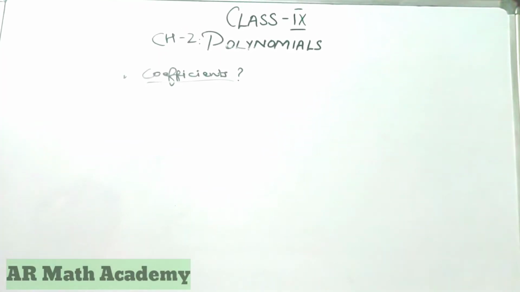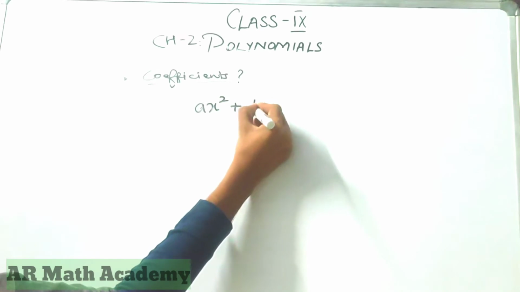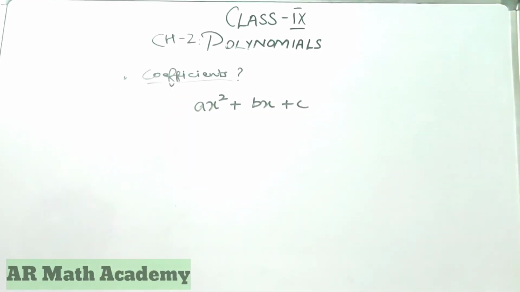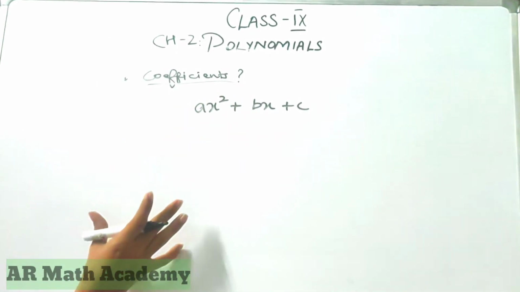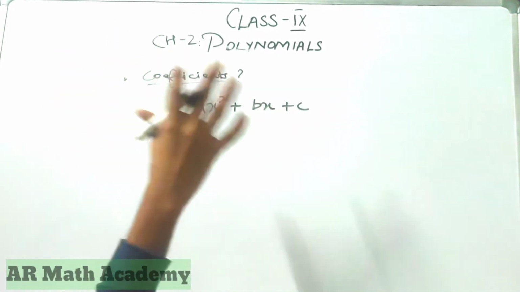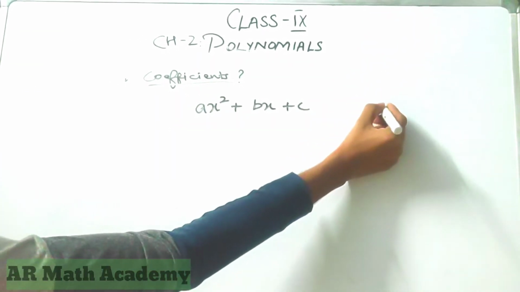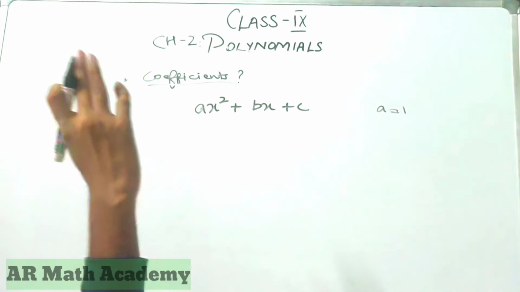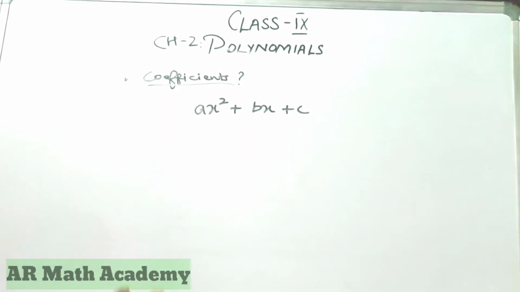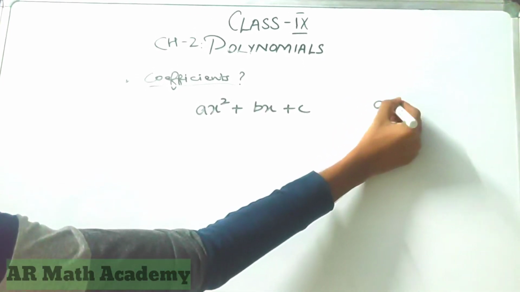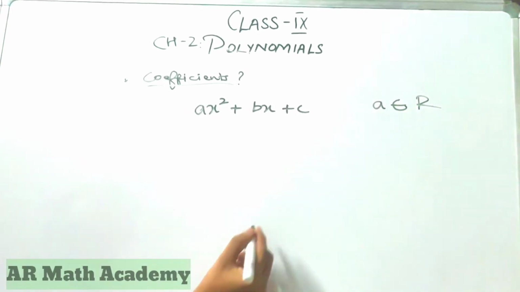Let me give you an example. A common quadratic equation: ax square plus bx plus c is a common quadratic polynomial because the degree is 2 and it is a polynomial. Hence this is a very basic quadratic polynomial, and a, b and c can be any numbers. So a can be 1 or 2 or any integer or any rational number or any real number. So you dealt with real numbers in the first chapter, right? This is the symbol used for belongs to. So a belongs to any real number.